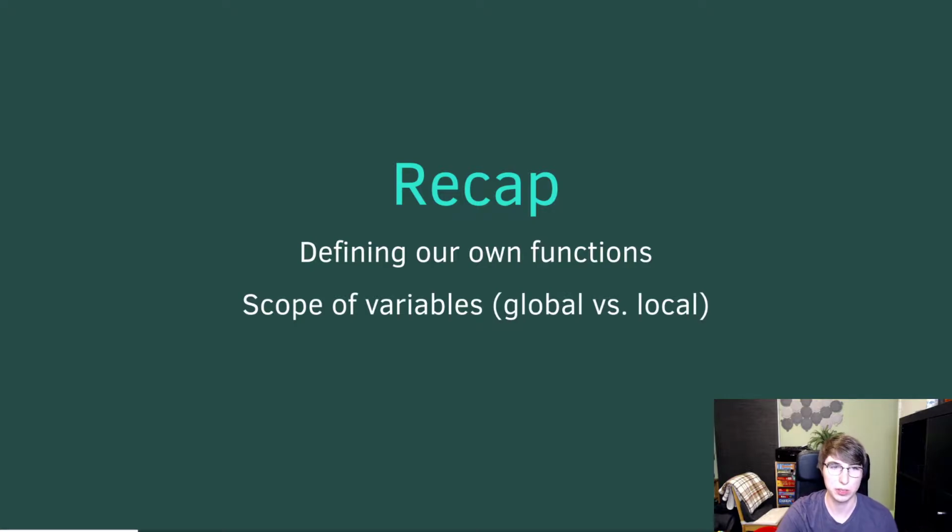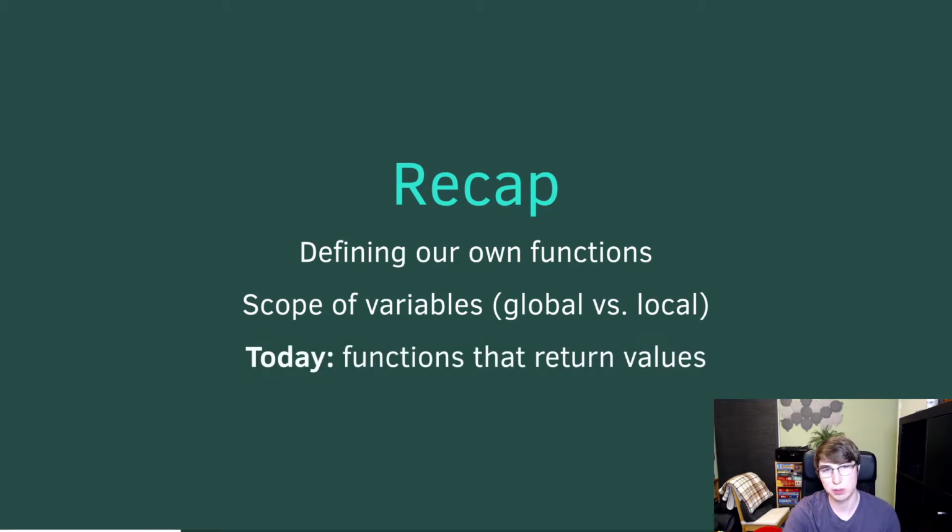And then last week, Mr. Trun talked about the scope of variables. So we have global variables, local variables. What happens when we define a variable outside of a function versus inside, and how can we access and modify them, and how do they behave? So this week we're going to be talking about functions that return values. It's a very useful and natural thing to do with functions.